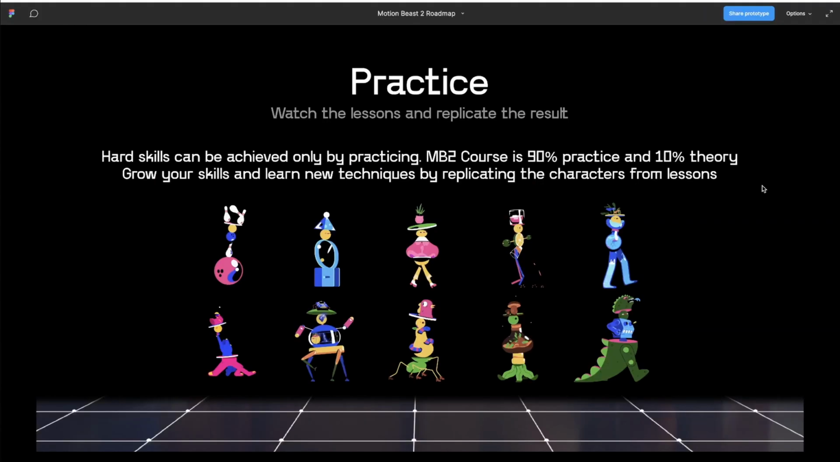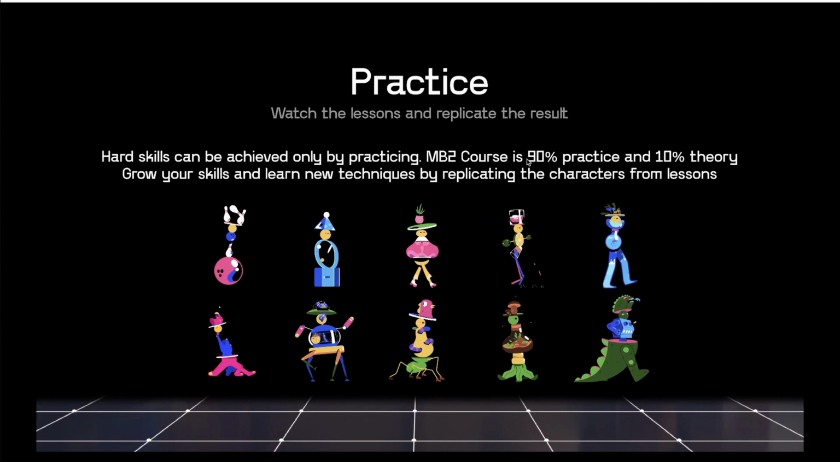Hi everyone, and welcome to the second lesson homework review. And before we start, I want to quickly describe you the roadmap. So right now we're just practicing, so watch the lessons and replicate the result. Hard skills can be achieved only by practicing. So the MB2 course is 90% practice and 10% theory. So right now, while doing homeworks, you grow in your skills and learn new techniques. Okay?